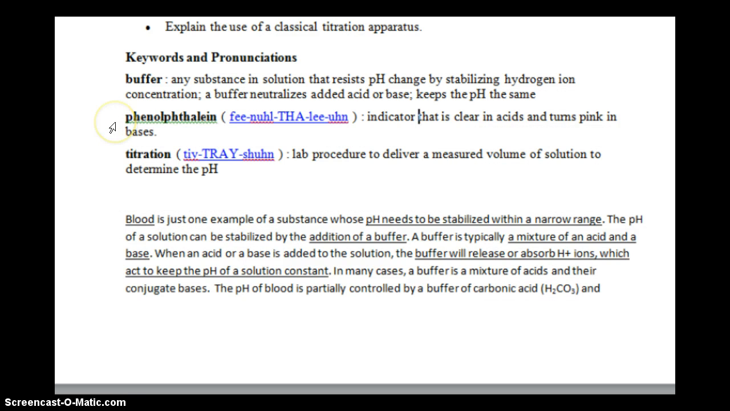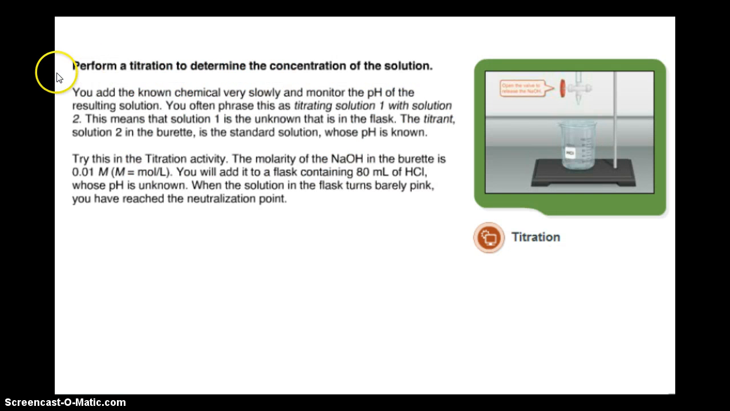So up in our definition of phenolphthalein, I added: indicator that is clear in acid and turns pink in bases. Perform a titration to determine the concentration of the solution. You add the known chemical very slowly and monitor the pH of the resulting solution. You often phrase this as titrating solution 1 with solution 2. This means that solution 1 is the unknown that is in the flask. The titrant, or solution 2 in the burette, is the standard solution whose pH is known. Try this in the titration activity.